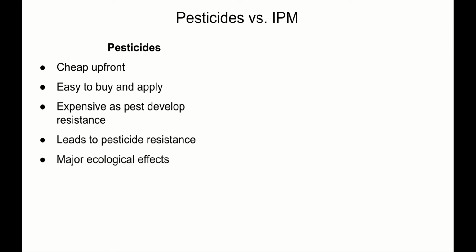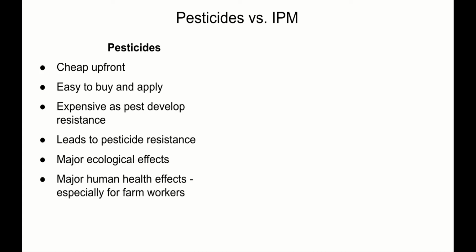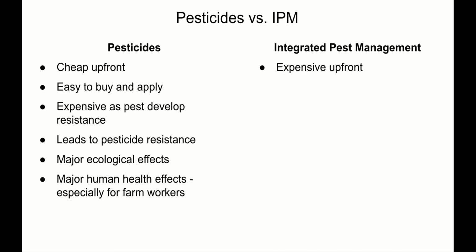Pesticides can have major ecological effects, and they can have major human health effects, especially for farm workers who are applying the pesticides, but also for consumers who are eating goods that have pesticides on them. Integrated pest management, on the other hand, is expensive up front.